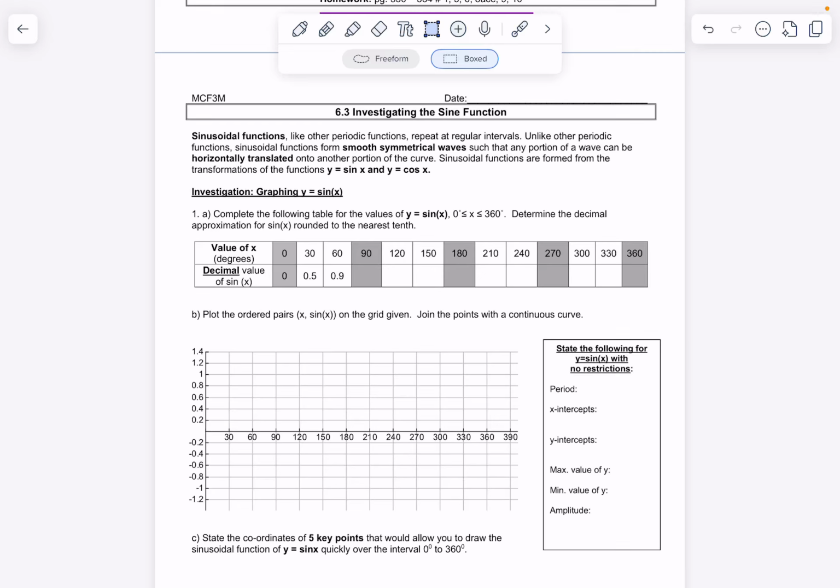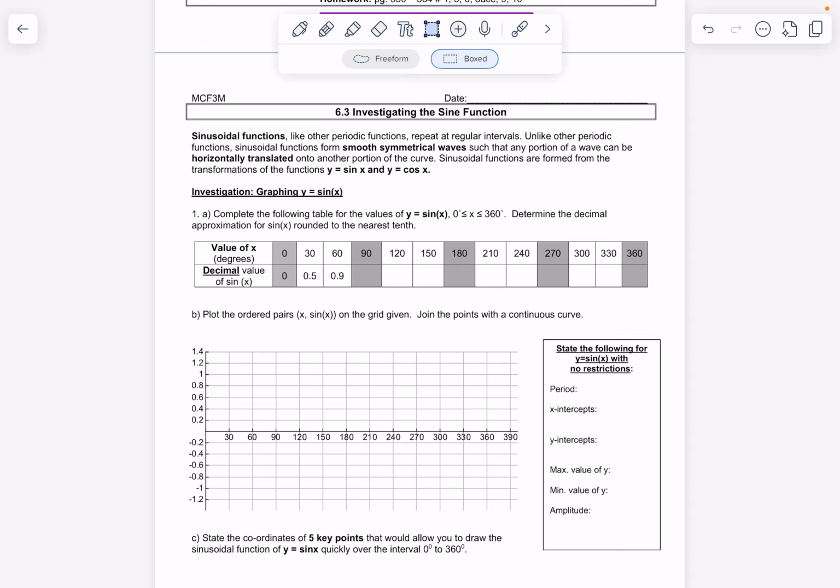Alright, hello everybody. So today's lesson we are investigating the sine function. Sinusoidal functions, like other periodic functions, repeat at regular intervals. Remember from last lesson we were talking about periodic functions like your heartbeat and stuff like that. Things that happen at regular intervals.